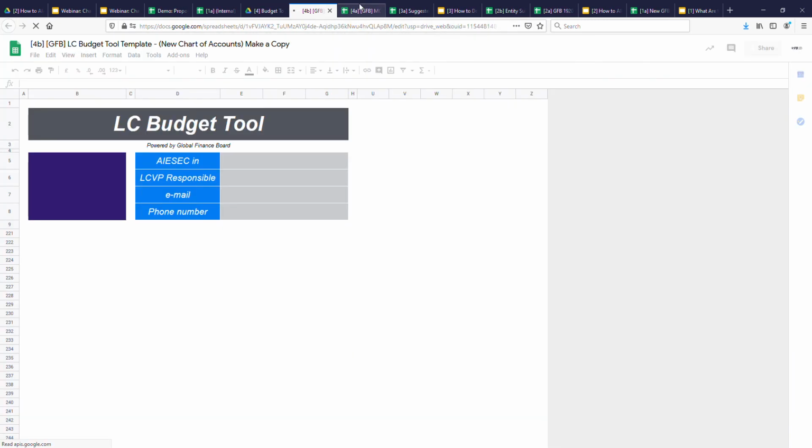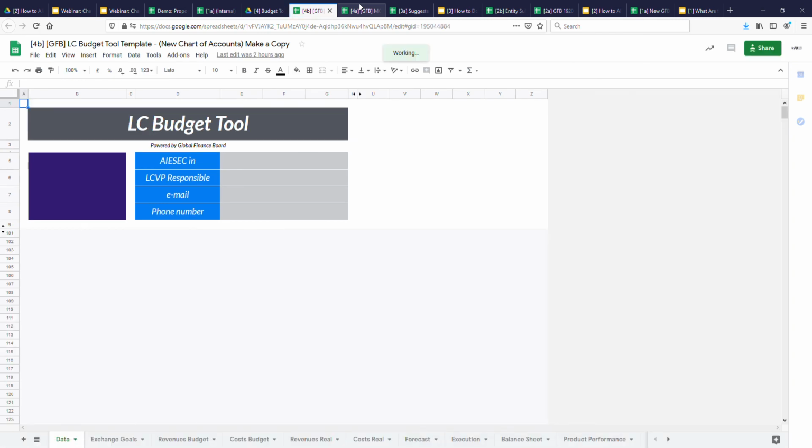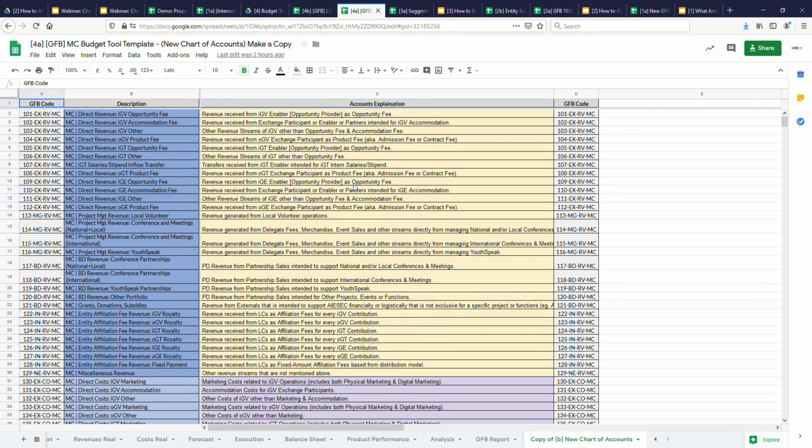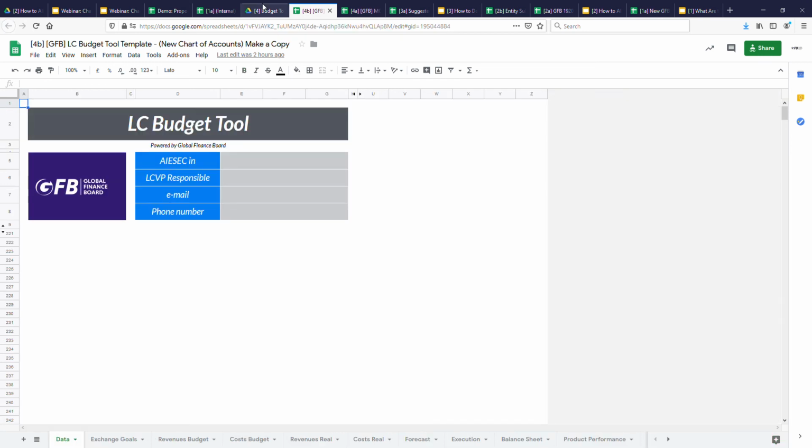For the LC budget tool, it's actually similar to the MC one, but it doesn't have the accounts that only MC can have. Same goes with the MC budget tool, it doesn't have the accounts that only LCs can have. For example, the entity affiliation fees. And also MC has the coaching visit cost, and LC doesn't have.